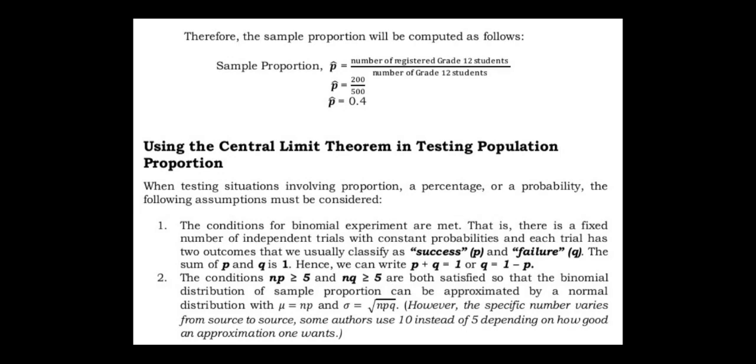The conditions np is greater than or equal to 5 and nq is also greater than or equal to 5 are both satisfied, so that the binomial distribution of sample proportion can be approximated by a normal distribution with mu equal to np and standard deviation equal to the square root of npq. However, the specific number varies from source to source. Some authors use 10 instead of 5, depending on how good an approximation one wants.